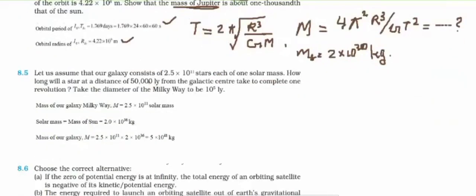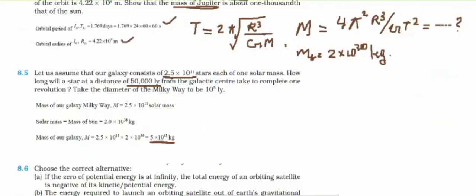So here, the total mass of the galaxy is given. It is around 2.5 into 10 power 11 times the mass of sun. And the distance from the galactic center is around 50,000 light year. So the total mass you can convert. 2.5 into 10 power 11 times solar mass means total mass is 2.5 into 10 power 11 into 2 into 10 power 30. So that is around 5 into 10 power 41 kilogram is the total mass.